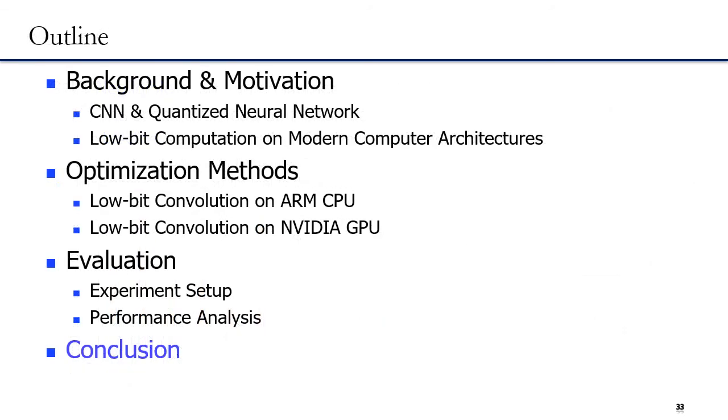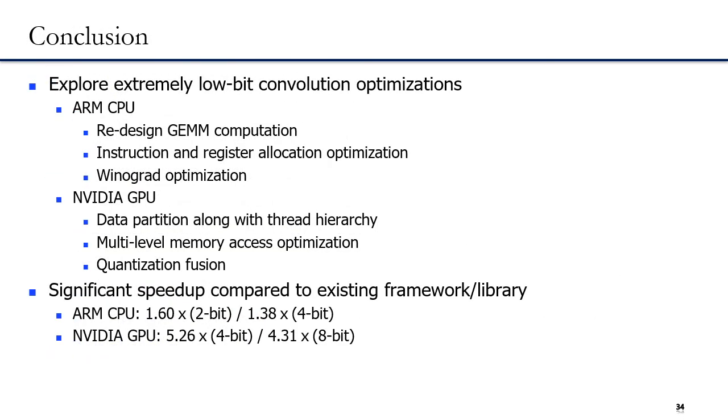Finally, I will make a conclusion. In this paper, we explore extremely low-bit convolution optimizations and provide efficient implementations on ARM CPU and NVIDIA GPU. On ARM, we redesign GEMM computation and propose instruction and register allocation optimization, and we also propose Winograd optimization. On GPU, we propose data partition along with thread hierarchy. We also propose multi-level memory access optimization and exploit layer fusion.